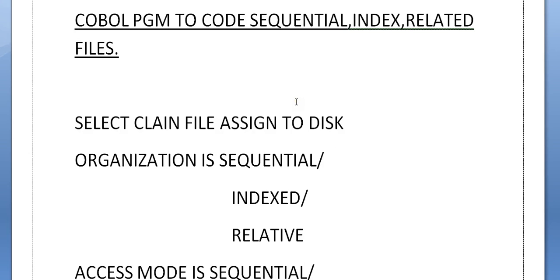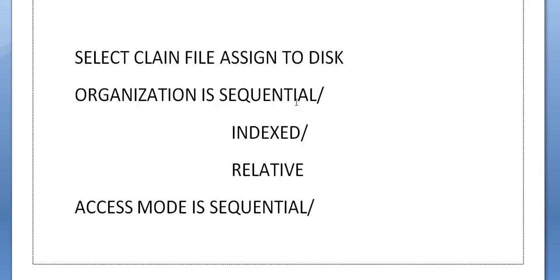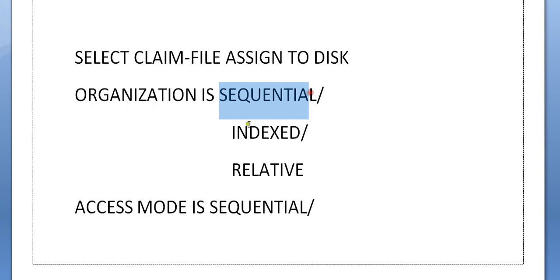Now let's see how to code a COBOL program for sequential, index, and relative files. We all know that there is the environment division, the working storage section, and the FD in the input output section. So you need to code this. What I'm doing is having a claim file assigned to disk, where for the organization, if you are using a sequential file, you need to use organization sequential. If it is an index, you need to use indexed. If it is relative, then you need to use relative.